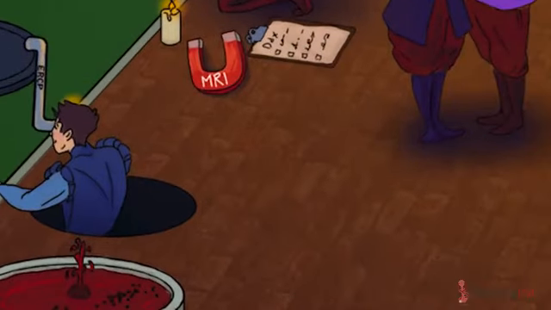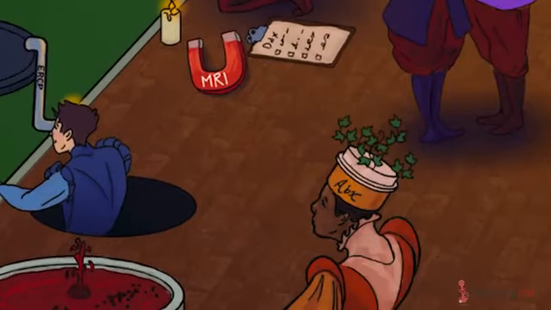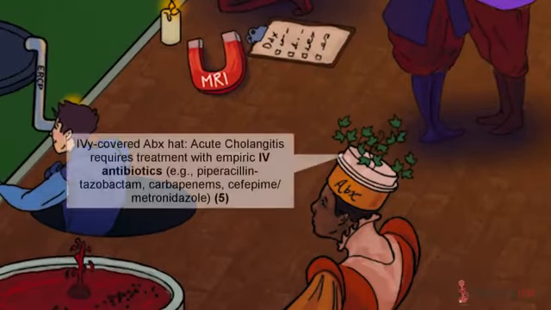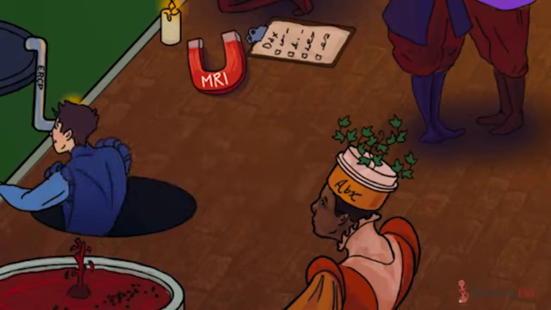Speaking of which, all patients with acute cholangitis should be started on empiric IV antibiotics, represented by this IV-covered antibiotic pill bottle hat that covers the organisms involved in severe intra-abdominal infections. That often means big gun agents like piperacillin tazobactam, carbapenem, or cefepime and metronidazole.